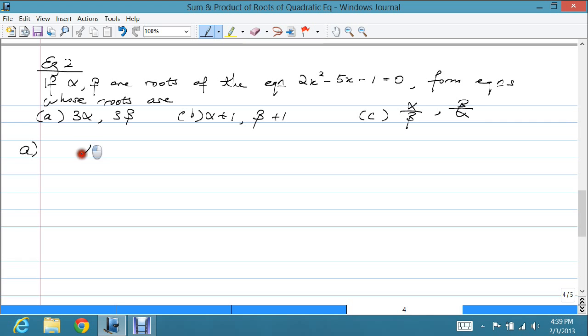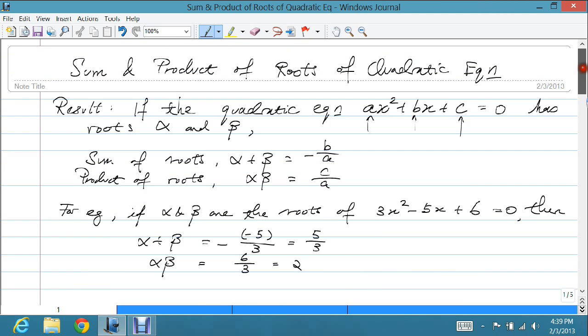So we know that alpha plus beta is equal to negative negative 5 over 2, so it gives me 5 over 2, and alpha times beta is equal to negative 1 over 2. We're going to make use of this in all three parts. So in the first one, we have 3 alpha and 3 beta. Before we even start all this, let's make something clear first.